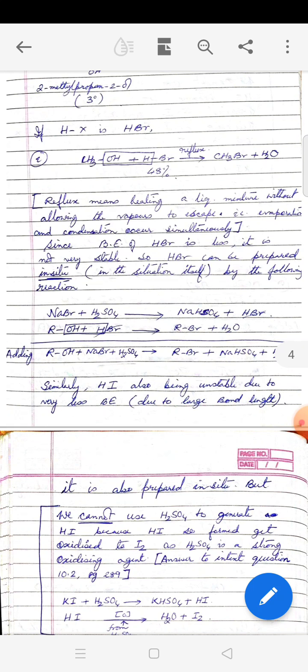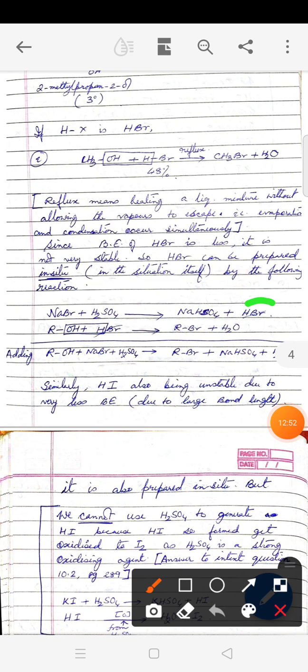Sulfuric acid has 2 hydrogens. One of the hydrogens of sulfuric acid will be replaced by sodium. So we get NaHSO4, sodium hydrogen sulfate, a well-known compound, plus HBr will be formed. Now the HBr so formed, we can make use of it to react with alcohol, and we get haloalkane. Now we add both the steps, so you can see HBr and HBr get cancelled. So the final equation is ROH plus NaBr plus H2SO4 giving us RBr plus NaHSO4 plus water.